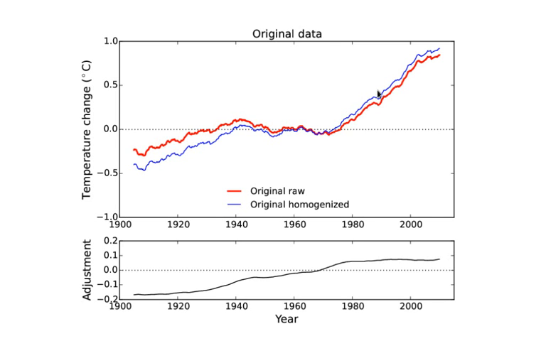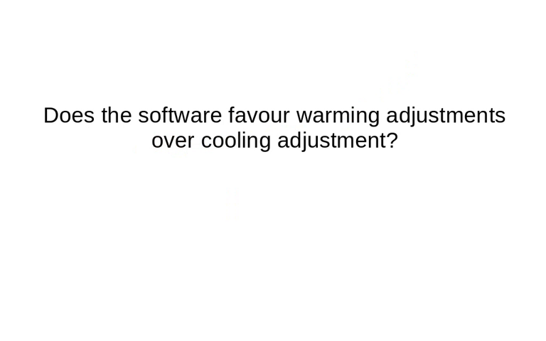The red line shows the raw data, and the blue line the homogenized data. The lower panel shows the difference between the two. Homogenization produces an increase in the warming trend, with most of that increase occurring between 1925 and 1975. But could that increase arise from a bias in the software? One possibility is that the software might preferentially find positive rather than negative adjustments. How could we test for this?